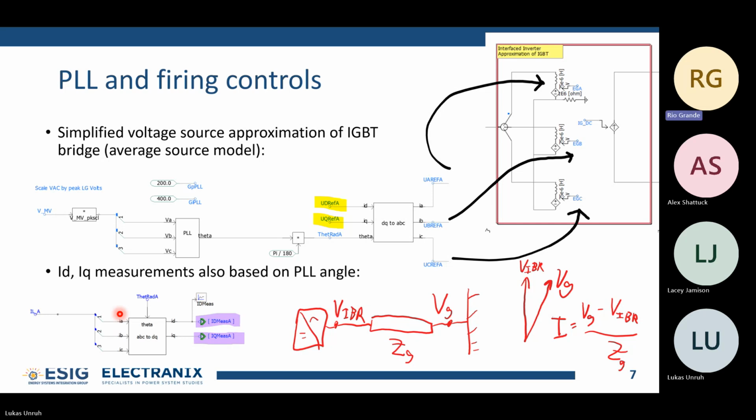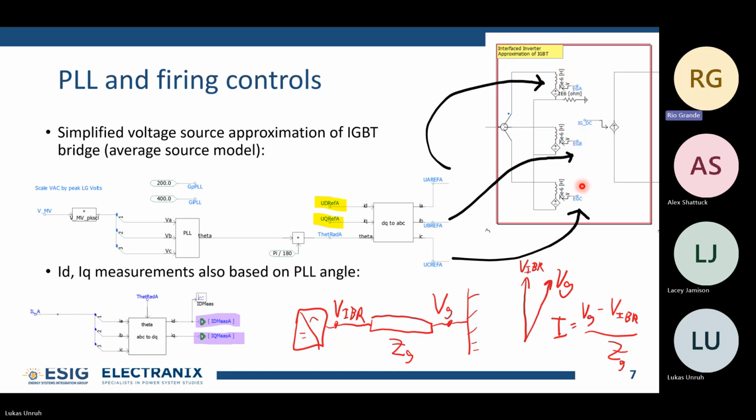So if we look more at how these voltages are actually imposed on the system, we have basically two different ways of representing the interface itself. What I'm showing on the screen here is an average source representation. I know a lot of you are going to be familiar with this, but as a refresher, in an average source representation we have effectively voltage sources that are the interface to the grid.